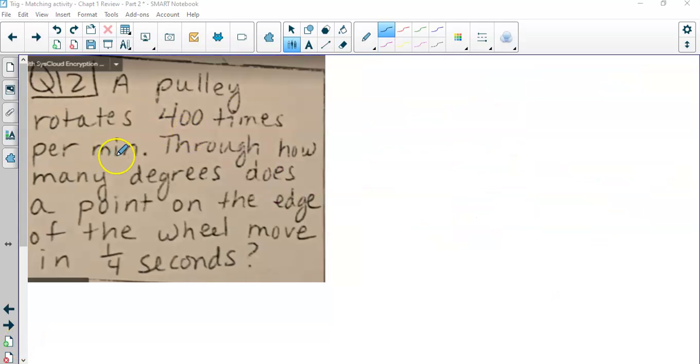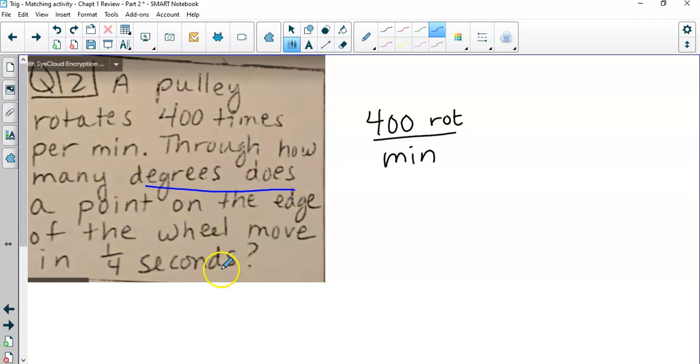A pulley rotates 400 times per minute. Through how many degrees does a point on the edge of the wheel move in 1/4 of a second? So I'm going to start by taking the 400 times per minute. This is like 400 rotations per minute. We did some of these almost identical to this in the review. And I want to figure out how many degrees it is going through.